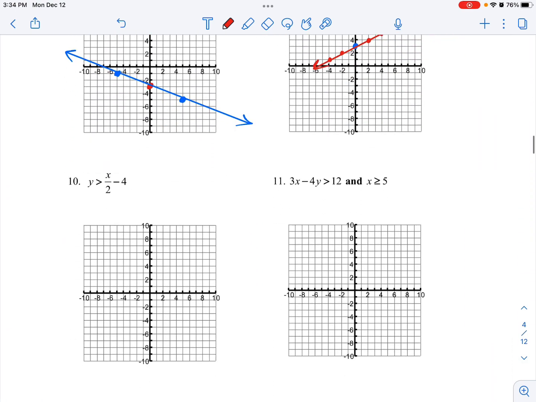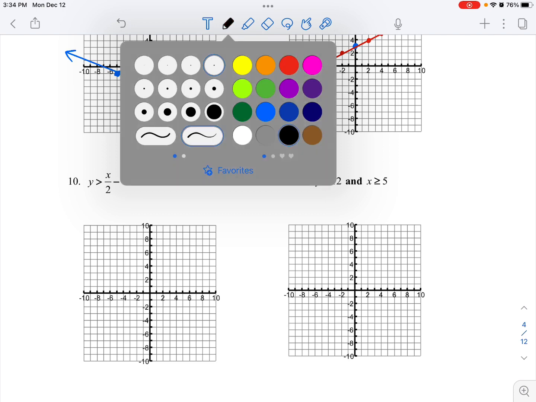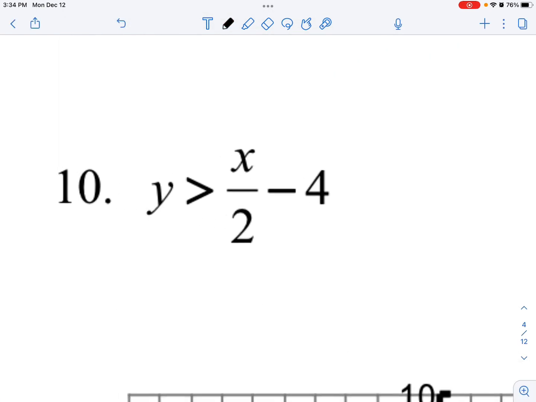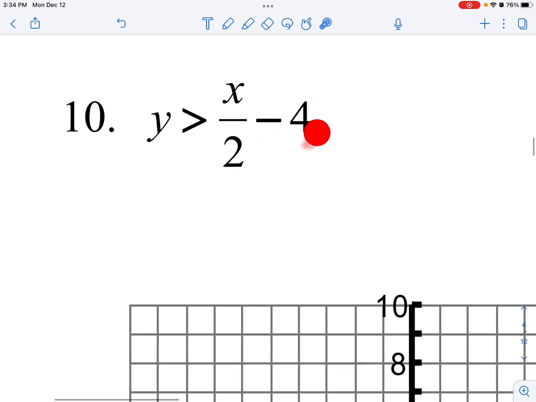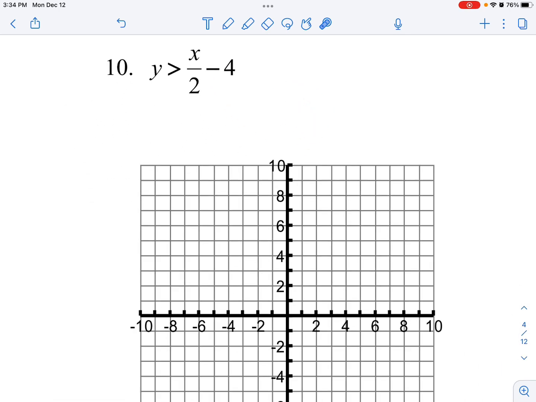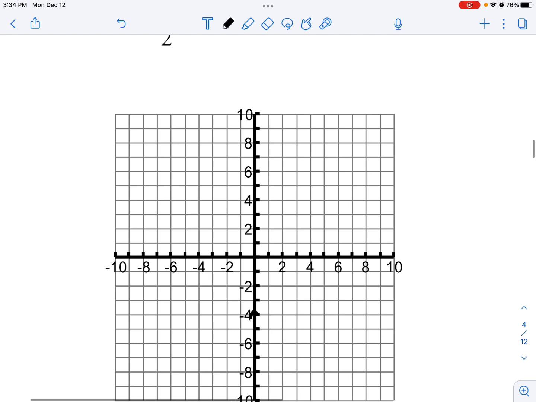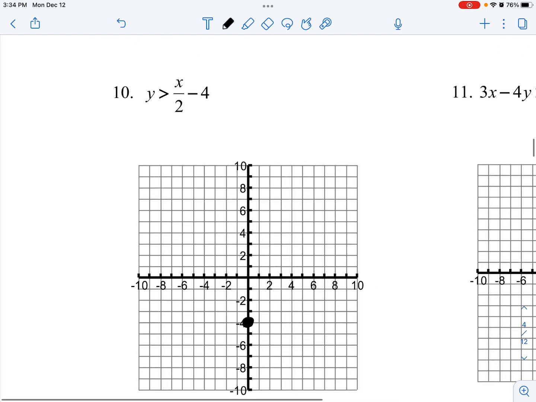Okay, what about for all of these shading things? Lots of things to think of on this, but luckily this equation has the y by itself, so I know I can start right away on -4, and I'm always starting on my y-axis. So here's -4, using all different colors on this video, apparently.